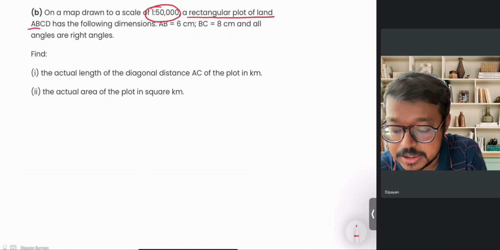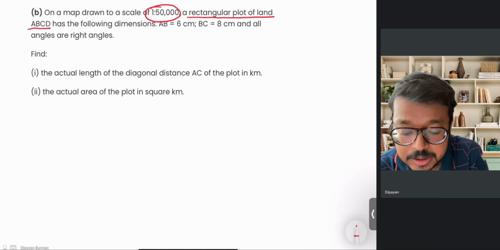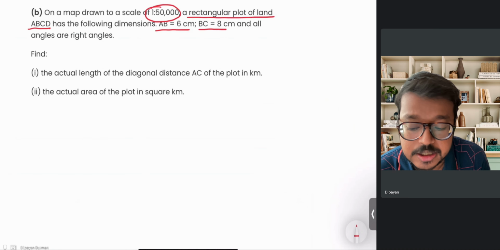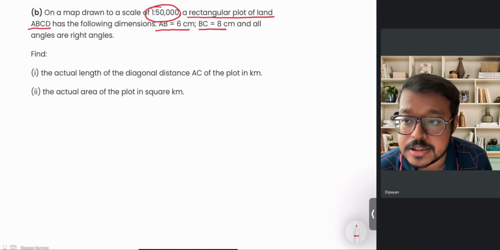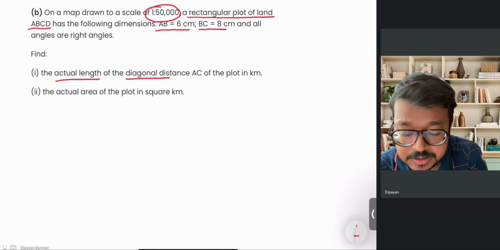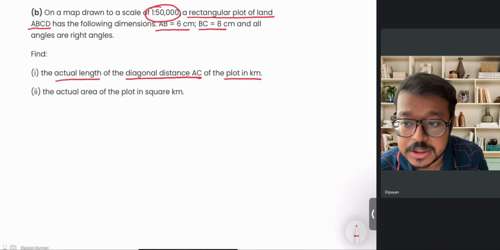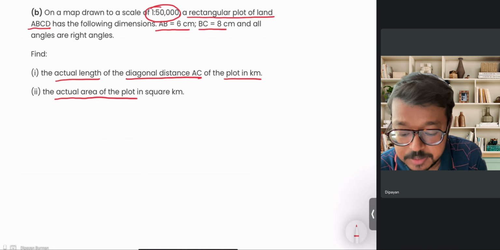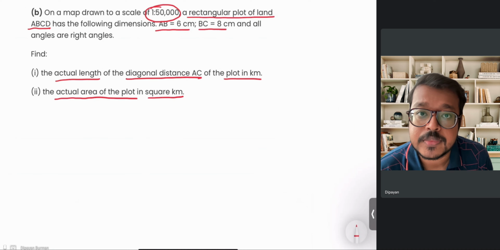land ABCD has the following dimensions: AB is 6 centimeter, BC is 8 centimeter, and all the angles are right angles. We need to find the actual length of the diagonal distance AC of the plot in kilometer and the actual area of the plot in square kilometer.